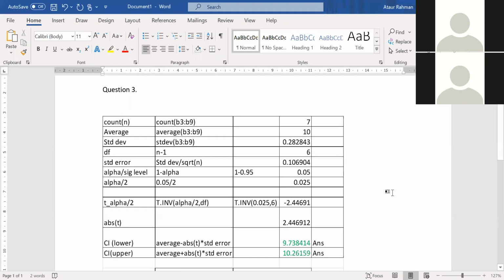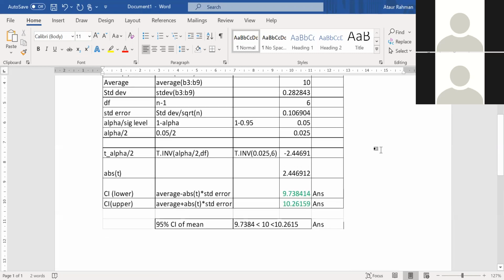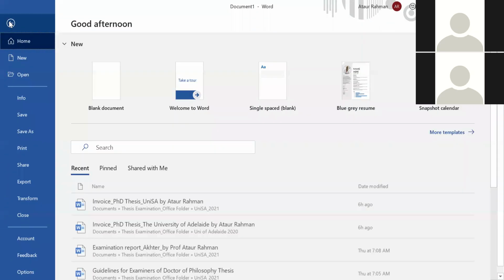So can you see my Word file? Yes. So you see that my question 3, everything is here when I insert that as a picture. So then I can make it PDF. I say file, save as.